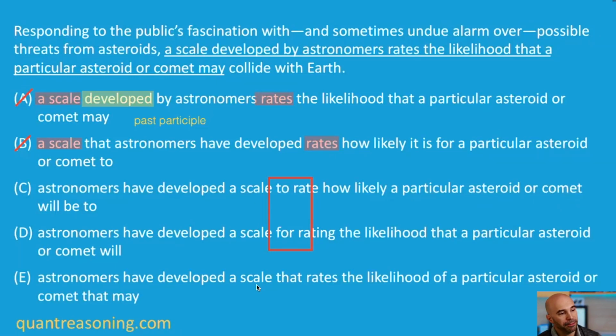Okay. So what is E saying? Let's start with E, just because we just talked about the word that. What is E saying exactly? It's saying that astronomers have developed a scale. What kind of scale? It's a scale that rates the likelihood of a particular asteroid. And then I have the that again after the comet, right? A particular asteroid or comet that may collide with Earth. So what does the scale rate exactly? It rates the likelihood.